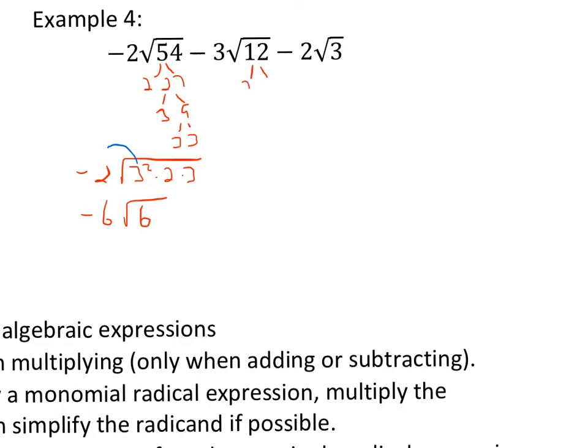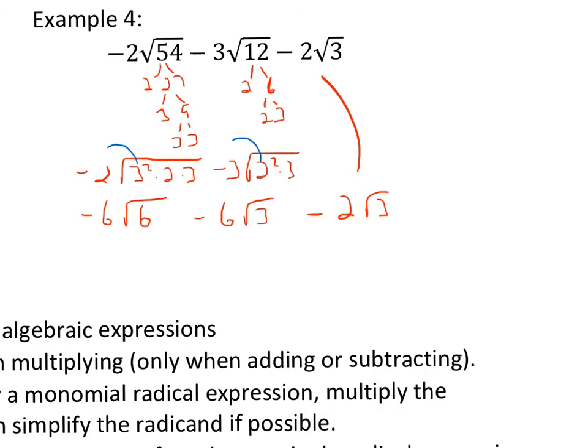Next one is 12. I have 2 and 6, 2 and 3, which makes this negative 3. On the inside, we have 2 squared times 3. So the 2 squared comes out as a 2, and we're left with negative 6 root 3 minus 2 root 3. That's the last piece.